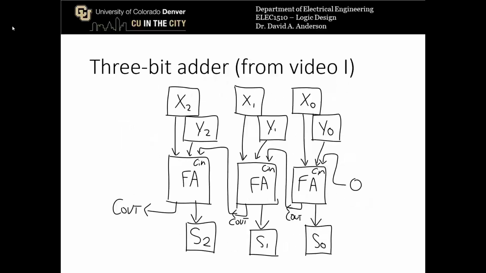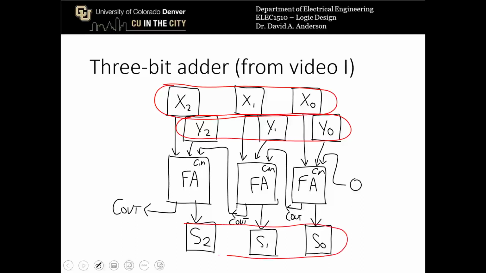In this slide, we see the 3-bit adder that was constructed in the previous lecture video. We have input x with 3 bits x2, x1, and x sub naught. Input y with 3 bits y2, y1, and y naught. Output s with bits s2, s1, and s naught, and a carry out bit.